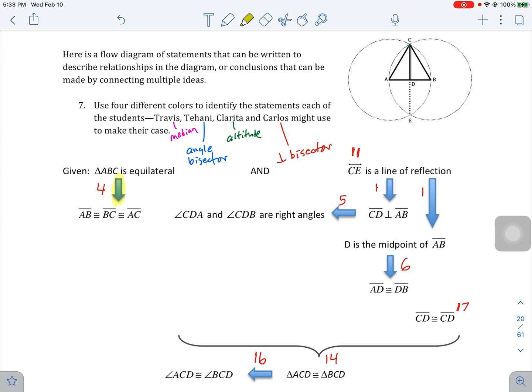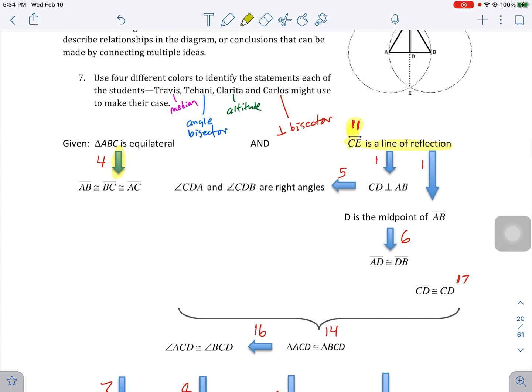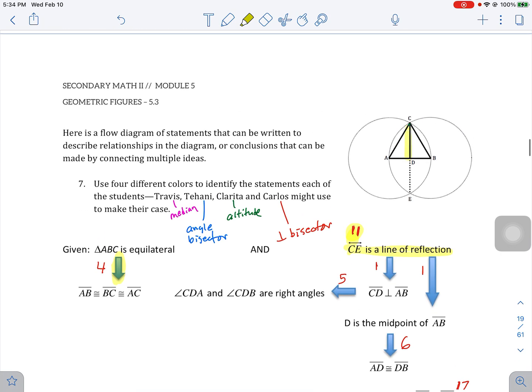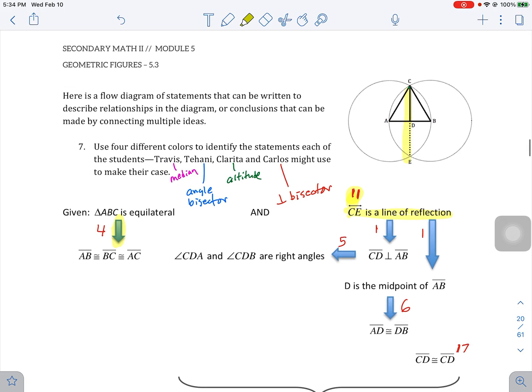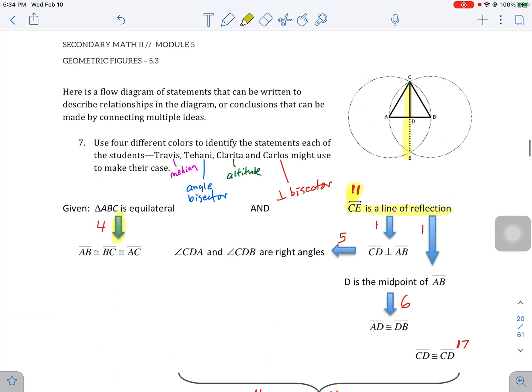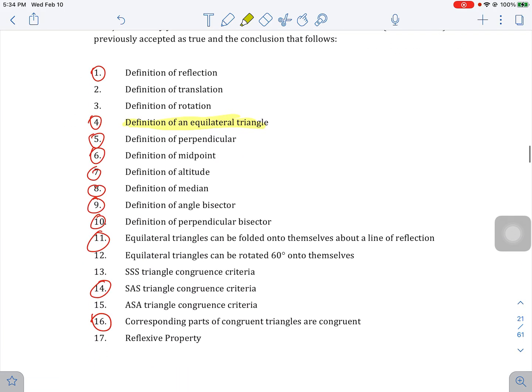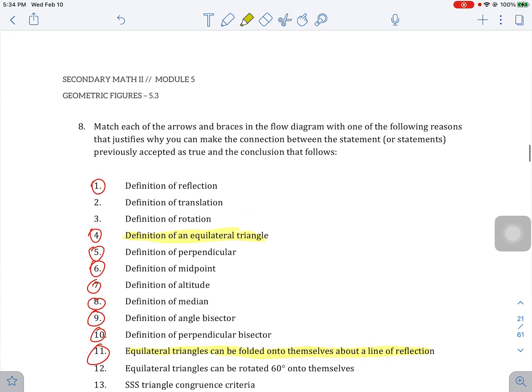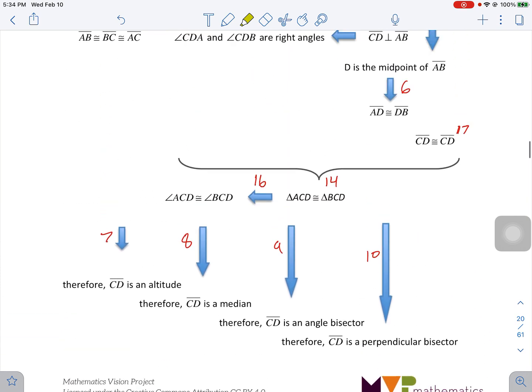Another one we have is this idea that over here, CE is a line of reflection. Well, if you have an equilateral triangle and you fold it along the edge here, that creates a line of reflection, and the mathematical justification for that is that equilateral triangles can be folded onto themselves about a line of reflection. It's part of the definition.